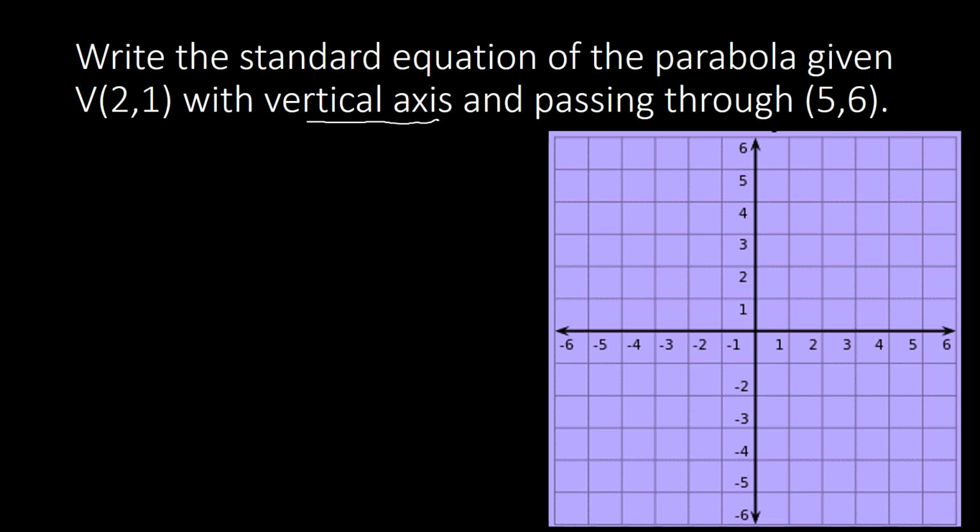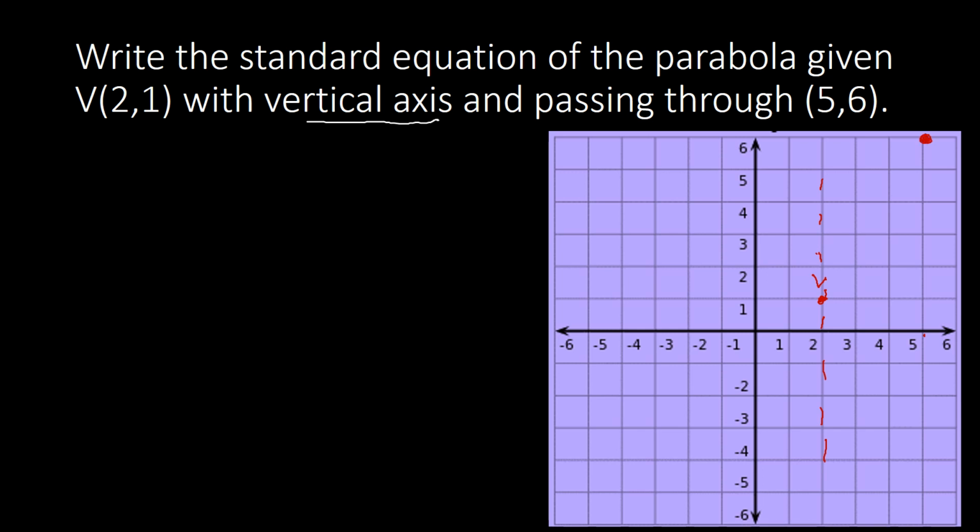So if we are going to plot that one here on our Cartesian plane, we are to locate first our vertex. So we have 2 on x and 1 on y. So we have this one as our vertex, and it says there with vertical axis. So we will be drawing a vertical line passing through our vertex. So that is what we meant with vertical axis. And passing through 5, 6. So locating 5, 6, this is 5 here on x and 6 here on our y. So this is our point 5, 6.